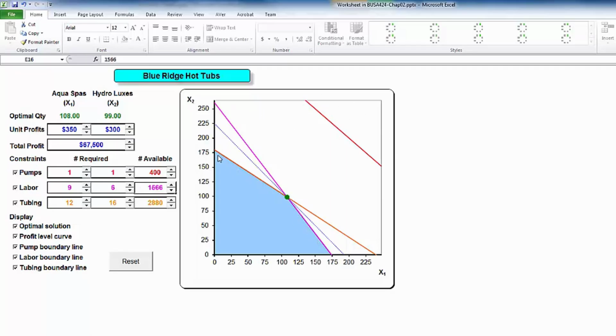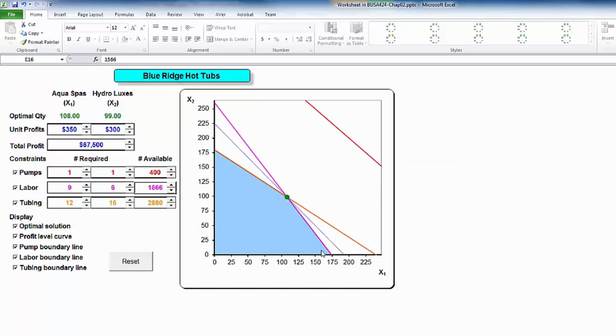The feasible area is generated by the first and the third constraint. This line, the orange line, is the third constraint, and this red line shows the second constraint. So the first constraint, which is shown by this red line, is not effective anymore. We call this a redundant constraint because it doesn't have any effect on the feasible region.